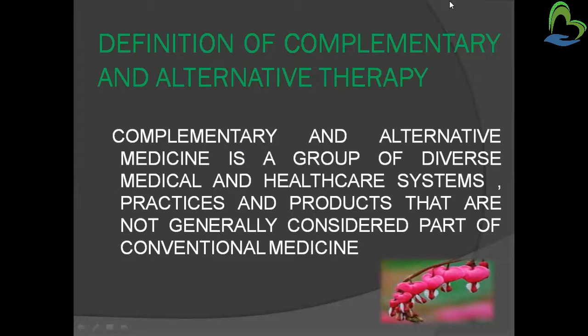Definitions. Complementary and alternative therapy is a group of diverse medical and healthcare systems and practices that are not generally considered part of conventional medicine. It means not part of allopathic medicine. It may be naturopathy, it may be homeopathy, or other alternatives.